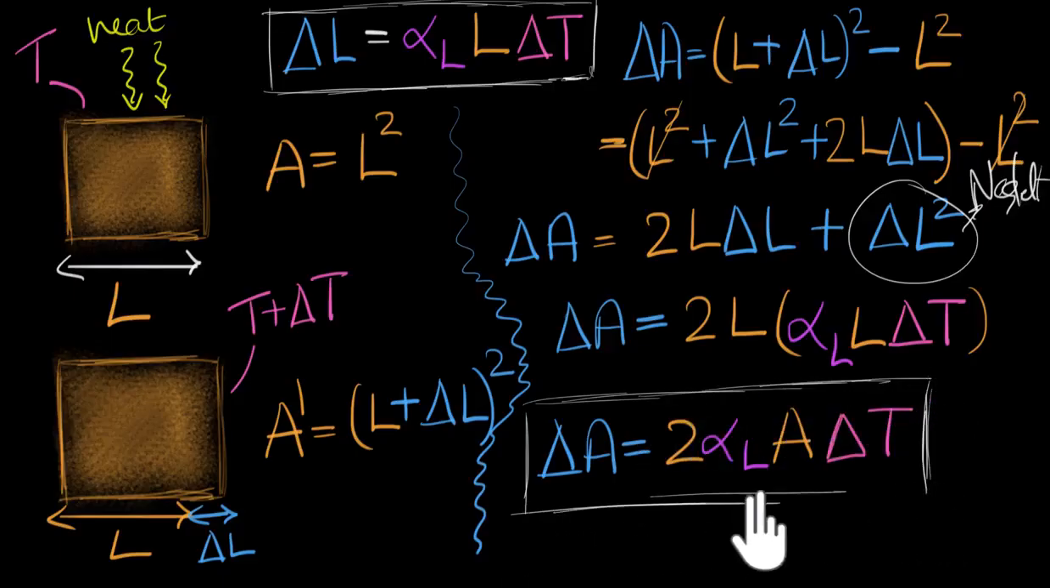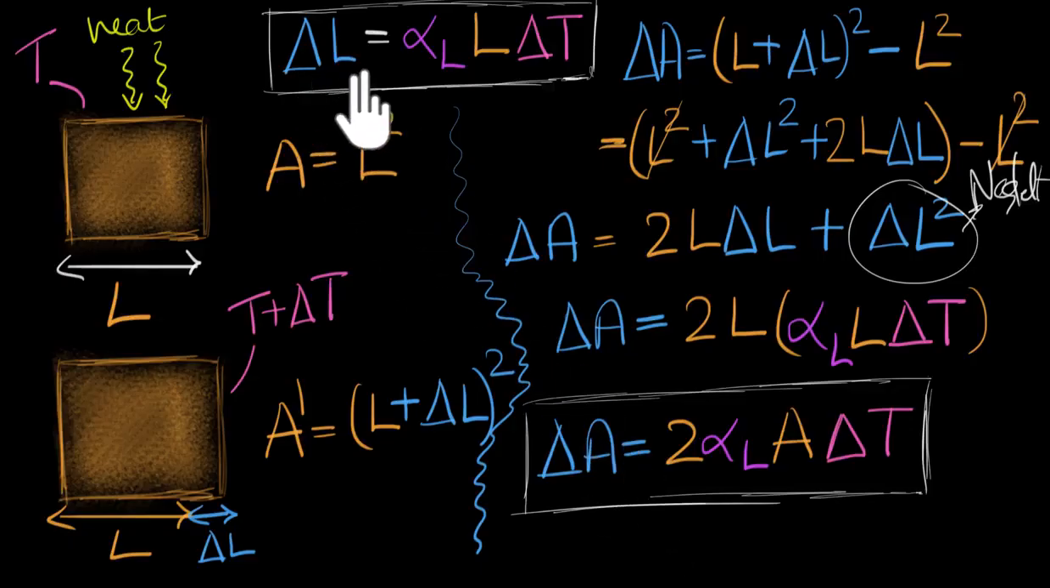And now just see what we have done. We have now figured out the change in the area. So if we know what the initial area is, and we know what the change in temperature is, and if we know the alpha L of a material, then we can calculate delta A. We don't need anything more. So just by knowing this, we can figure this out. But can you see the similarity between this expression and this expression? They are very analogous to each other.